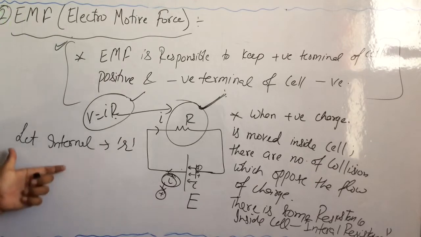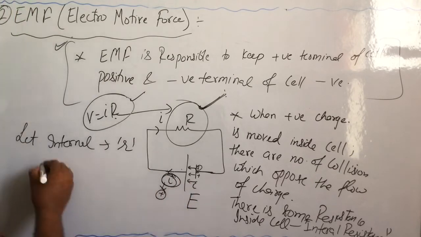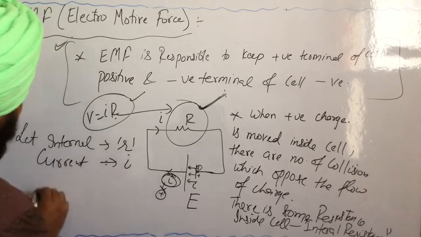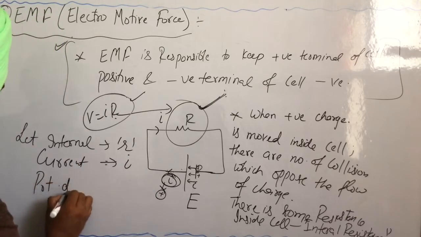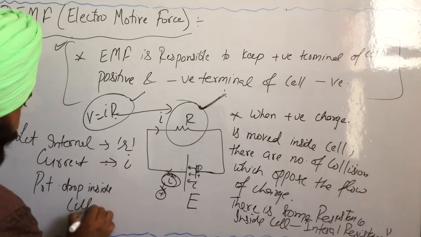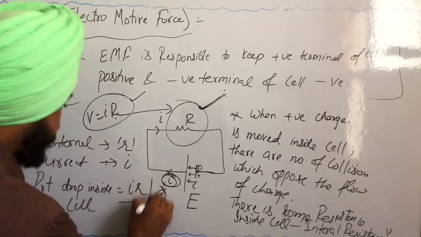Fine. And the current passing is I, of course. Current is I. So what will be the potential drop inside the cell? It would be equal to I into R.